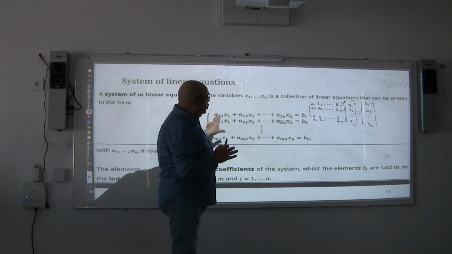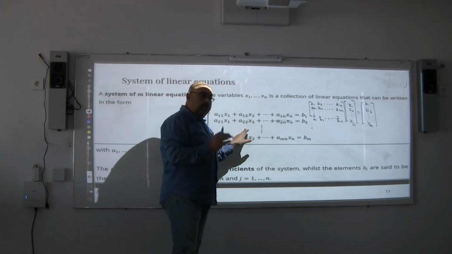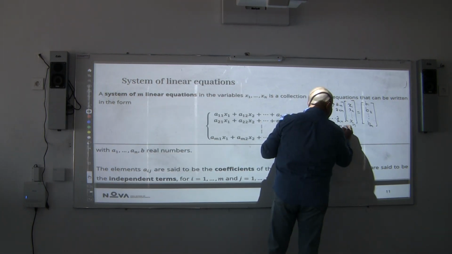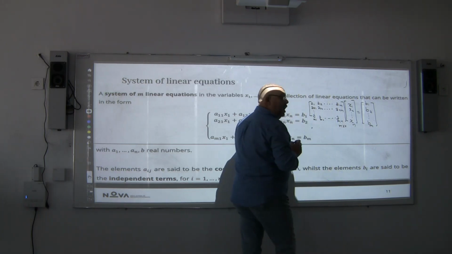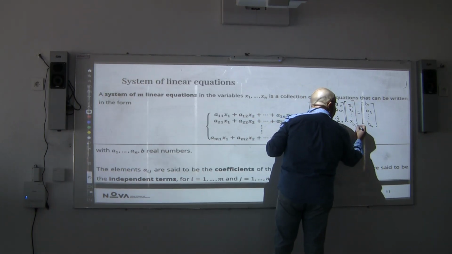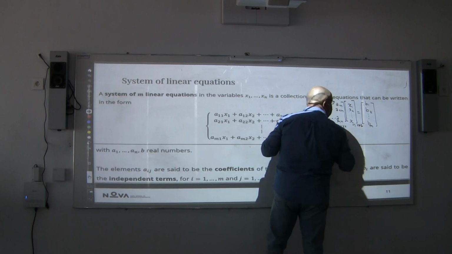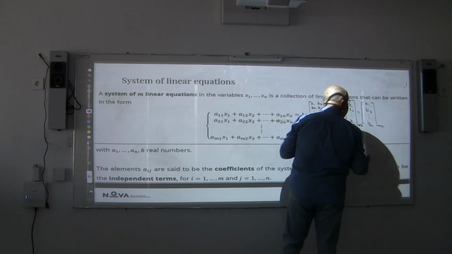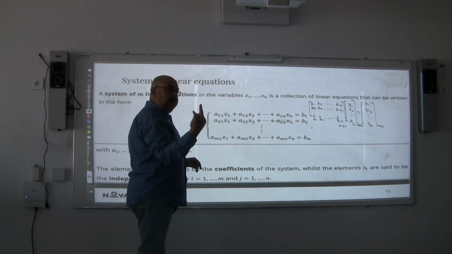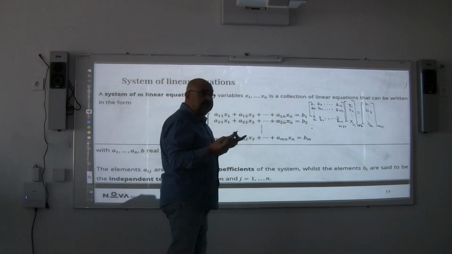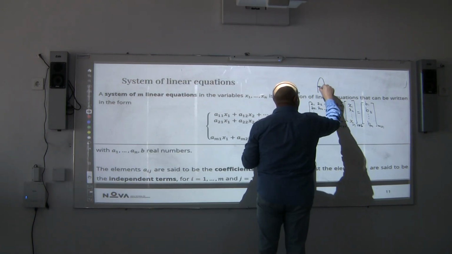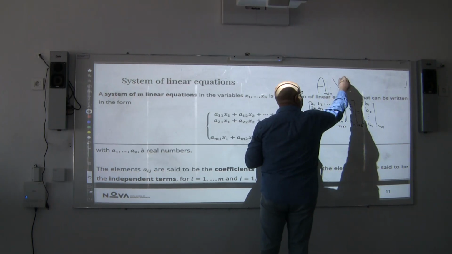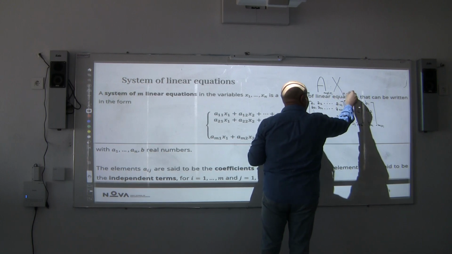So actually, if you look at this distribution, you will find the following. This matrix is simply m equations in n unknowns. And this column contains n unknowns, but in one column, so it is n by 1, because it's n rows and only one column. First of all, the multiplication is possible, because the coefficient matrix is simply m by n. The unknown matrix is simply n by 1.